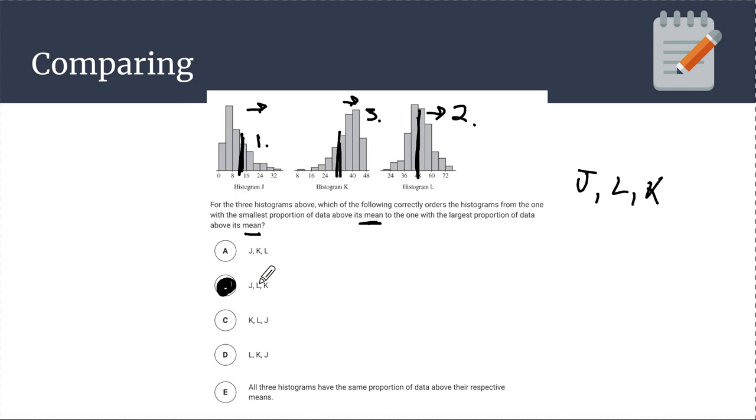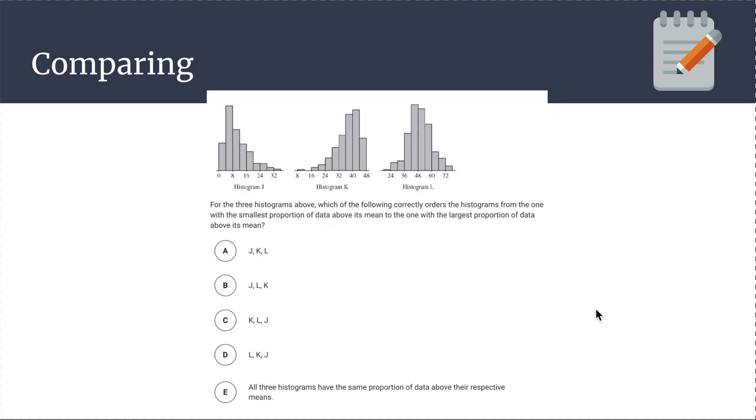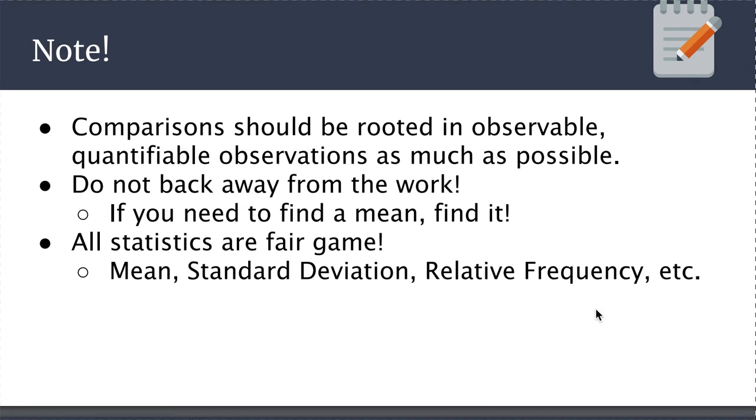All right. Cool. So that's just some examples of how to approach these kinds of problems. We really have to hold in our minds all the different things that we have learned and looked at over the course of this unit. All right. A few notes real quick to wrap up. Make sure your comparisons are rooted in observable and quantifiable observations as much as possible. If you're simply asked to compare distributions, do what you can to actually talk about some numbers there. The range is this. The median is this. It is always, always, always better to use hard numbers in your comparisons.